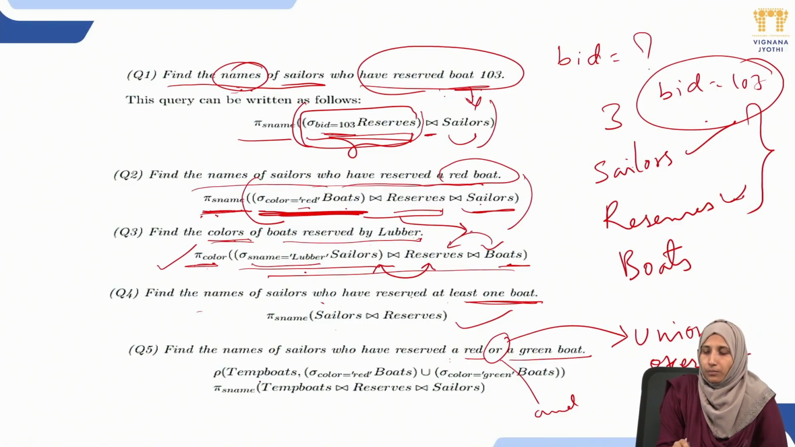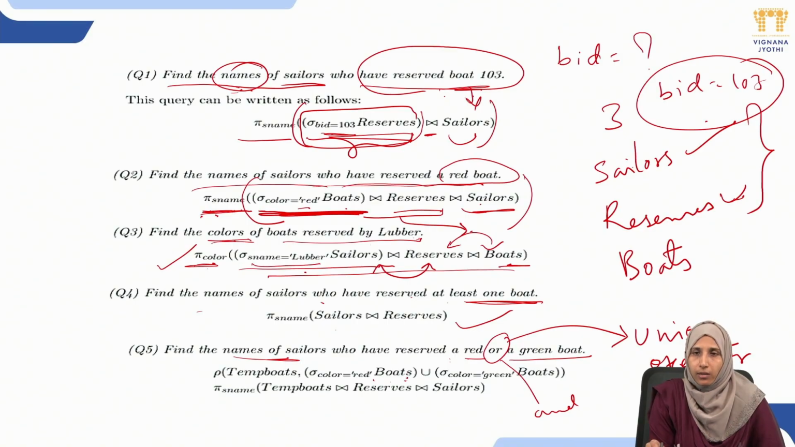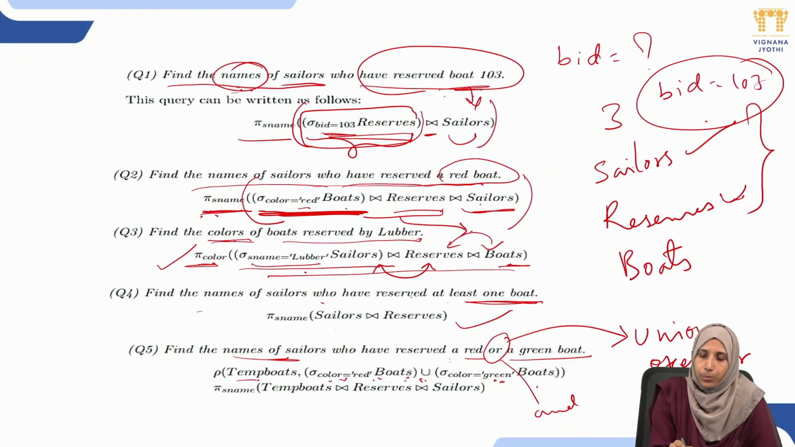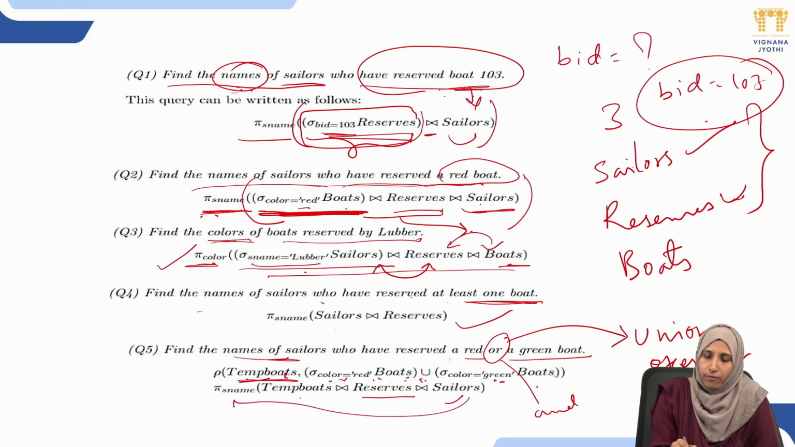See what they have done. Names of sailors. Again, they are interested in displaying names of sailors. First, color equals red. Such rows they have selected from the boats table using the selection operator where they wrote the condition as red. They applied the union operator with the green boats, color equals green from the boats table. Both sets of rows were extracted. Then they applied the union operator and stored the result under a temporary table, temp boats. Then with this temp boats, they applied a join operation with both reserves and sailors. From there, they projected the sname.